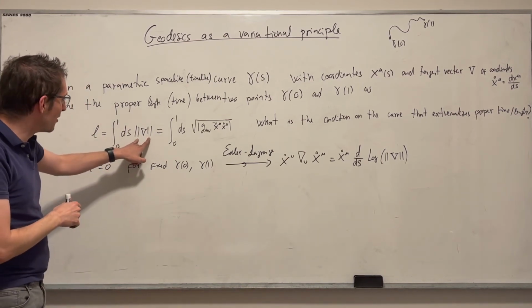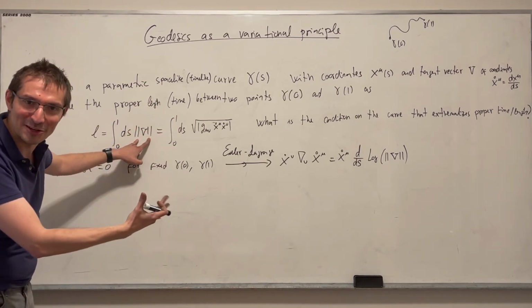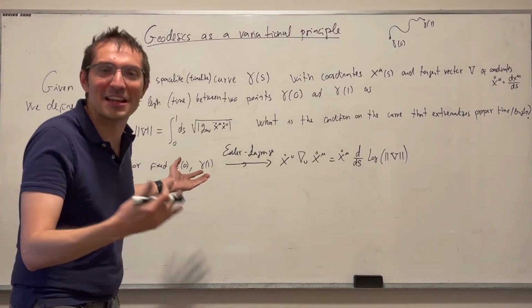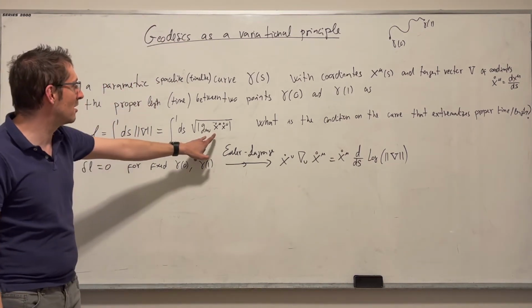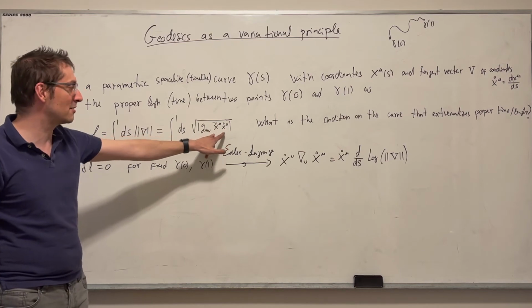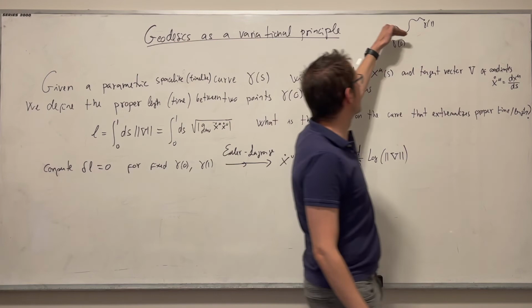And of course, the norm of the velocity vector now exists because we have a metric space, a Lorentzian manifold, here. We couldn't do this before because we didn't have a metric, but now we do. So we write this in terms of the coordinates of the tangent vector and the metric tensor, and then this defines the length of the curve.